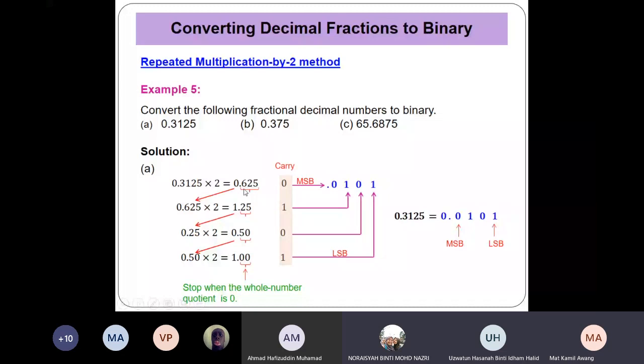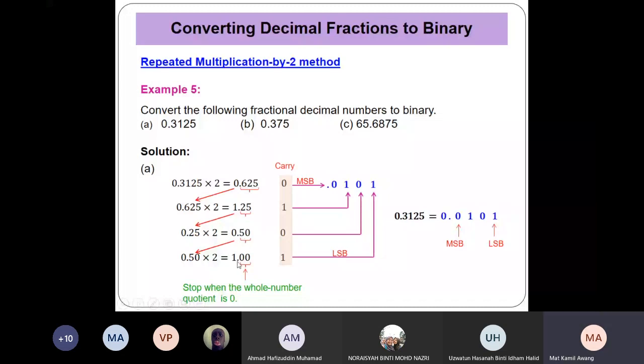Okay. So basically you take the one that is before the decimal point. So 0. Then you take 0.625. 0.625 multiply by 2, you get 1.25. So you have a carry of 1. For the next one, you take this decimal part of it, you multiply by 2. So 0.5, so basically 0, so the carry is 0. So you take the decimal part, 0.5, multiply by 2, then you get 1.00.